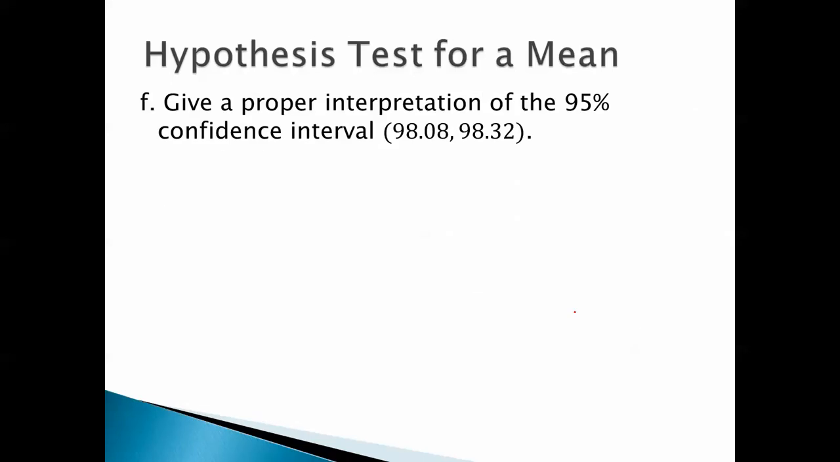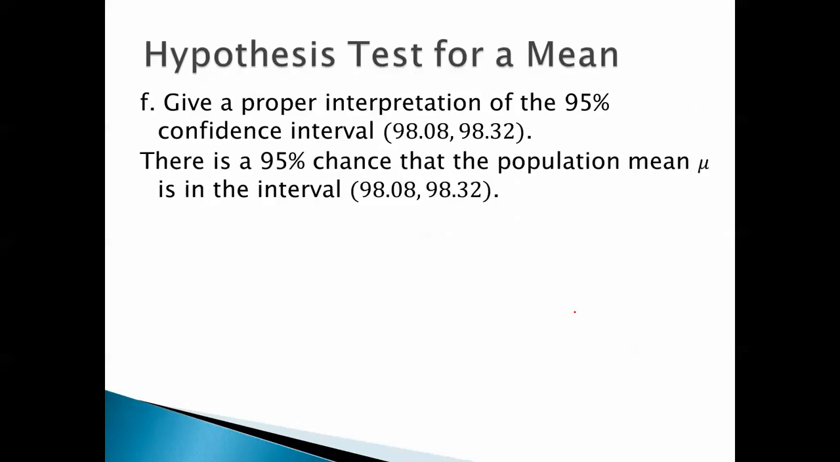Give a proper interpretation of the 95% confidence interval. There is a 95% chance that the population mean mu is in the interval.